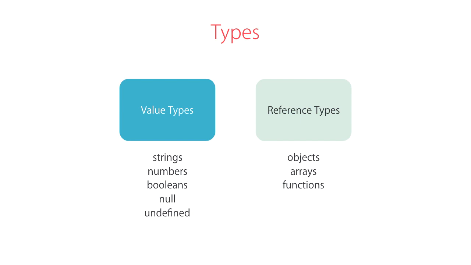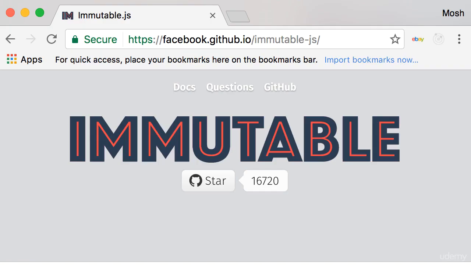So you know that in JavaScript, objects and arrays are reference types and they're mutable. Now, if you're using the OnPush strategy, you want to make sure that you're working with immutable objects. And for that reason, the Facebook team has created this library, Immutable.js, which you can find on facebook.github.io/immutable-js. This library provides many immutable data structures like List, Stack, Map, and so on.